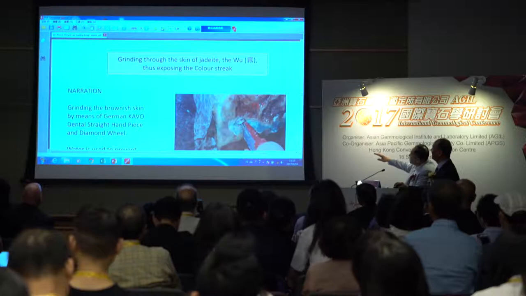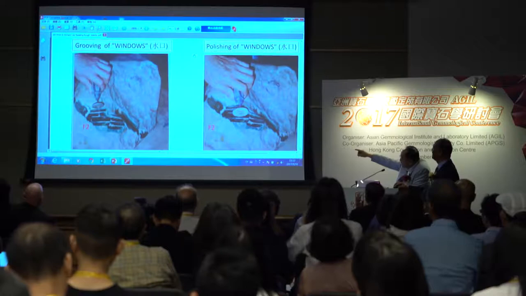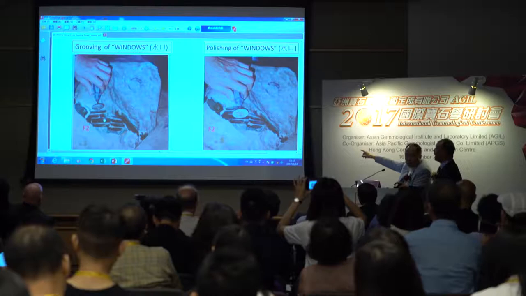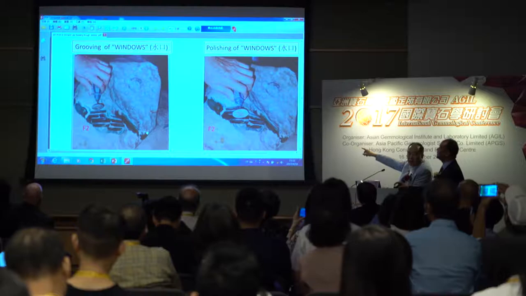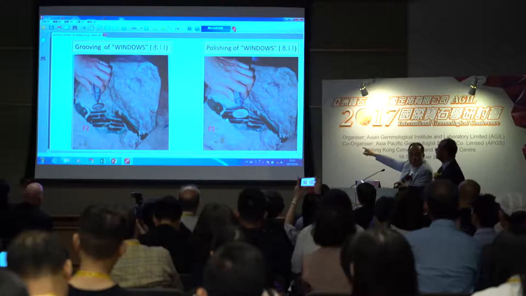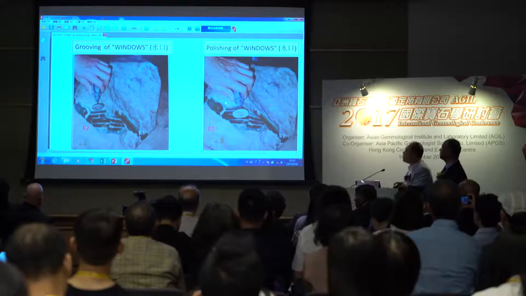Now, this is the grinding process for the window and the polishing process. This is grinding, and this is polishing. It's a leather with cobalt oxide. The cobalt oxide polishing powder is used for polishing. Add a bit of water. A bit of water and cobalt powder, for polishing. All right.